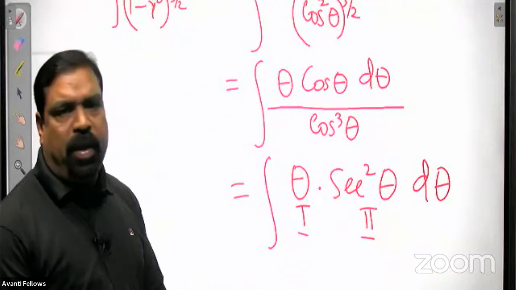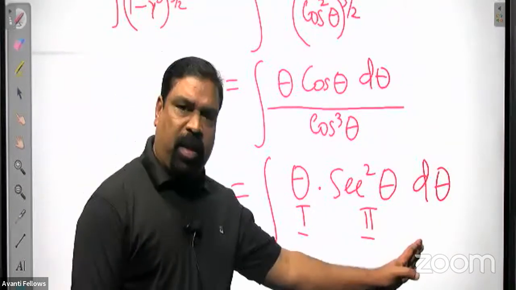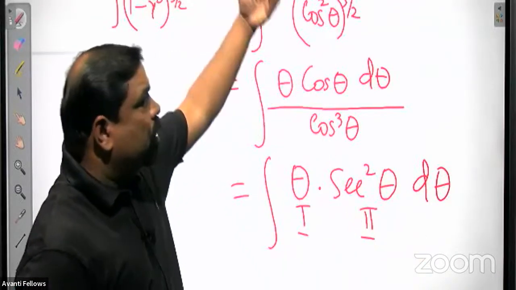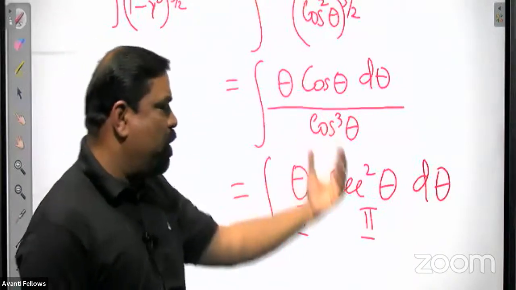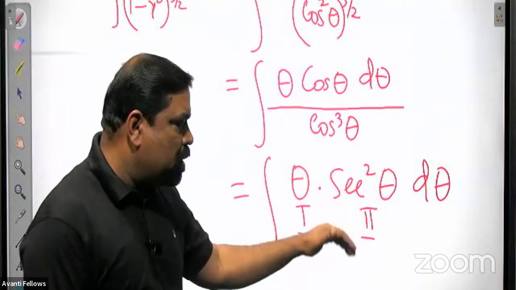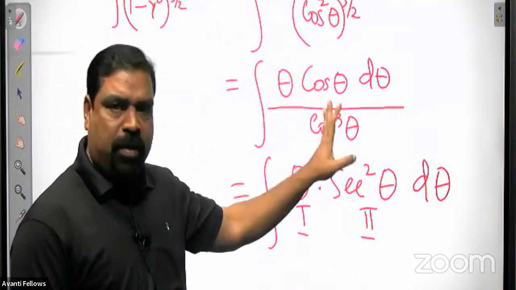So integration by parts apply. You will get some answer in terms of theta only. So again, you have to go back to x. Theta is only a temporary substitution, only for the integration purpose. So after getting the answer, we have to convert back again in terms of x.